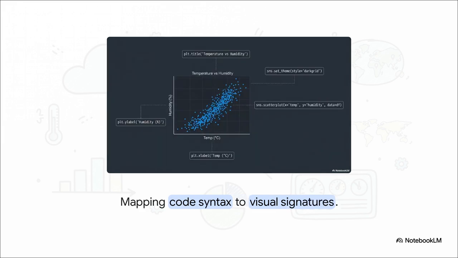The relationship between the code you write and the visual output you get is beautifully direct. Simple syntax maps perfectly to those visual signatures we talked about. Just calling sns.set_theme instantly gives you a really clean, dark grid. Then calling sns.scatterplot and just assigning your x and y variables directly renders those dispersed blue dots showing the correlation between temperature and humidity. I mean, the code is literally drawing your physical relationships right there on the screen.